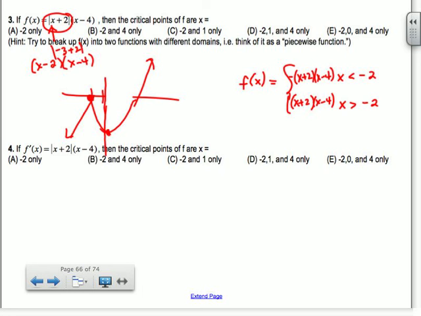Okay, so we need to find that point. What was it? 1, comma, what? I guess it doesn't matter. 2? So 1, yeah, 1, negative 9. So that point down there is 1, negative 9. So that means the critical points are negative 2 and 1. So C.